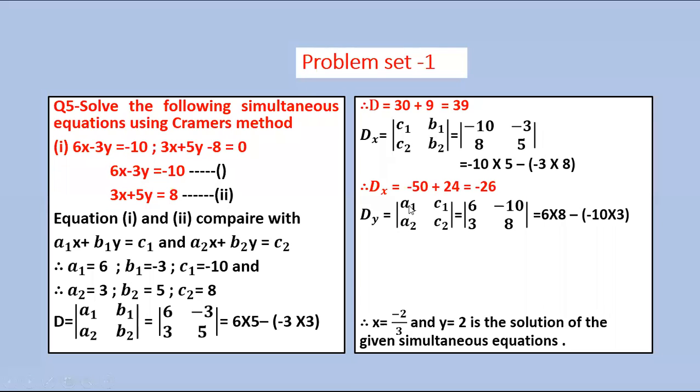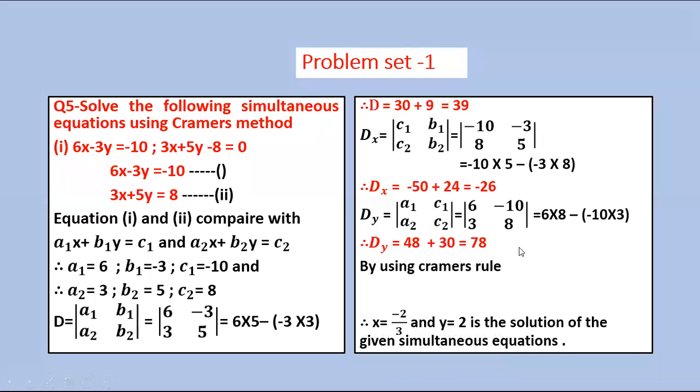And to find Dy, in the determinant the first column is a1, a2 and the second column contains c1, c2. Substitute the values 6, 3, minus 10, 8. Then we get 6 eights multiplied, minus minus 10 multiplied by 3. 6 eights are 48, minus into minus 10 threes are 30. 48 plus 30 is equal to 78. Dy is equal to 78.